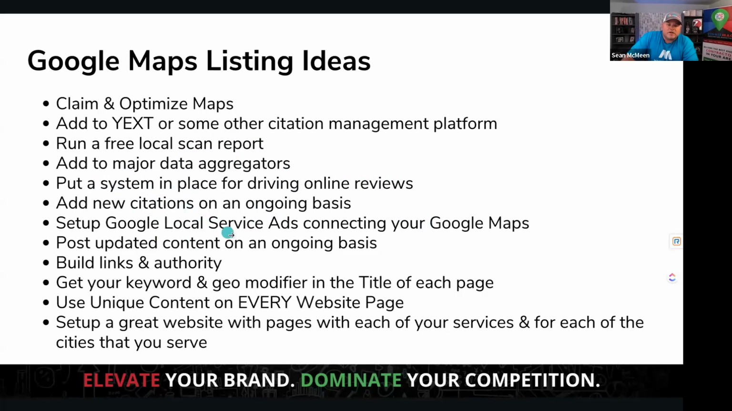Make sure you're posting content on a regular basis. You're building links and authority. I talked about those local links for scholarships or organizations you're a part of on a local resource page on your website. Use keywords, and I'm going to give you that keyword list. Make sure you're using that on the title of each of your pages, and use unique content on those pages. Google has a section in Google Maps where you can put a link to all of those pages and services.